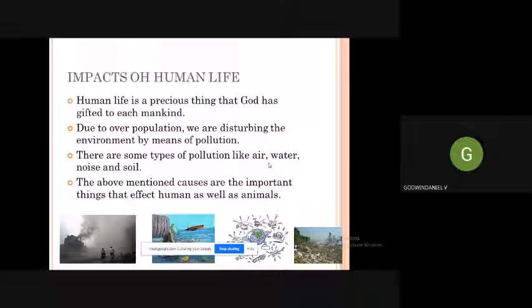But humans are spoiling our environment. According to environmental science, man is an intellectual social animal, because he is the only one spoiling the environment in his life, and he is destroying the future generation also. In this slide you can see some of the different types of pollution: air, water, noise, and soil.